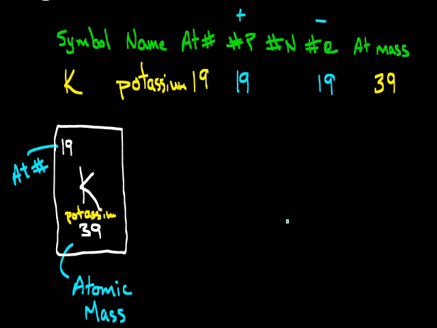Now the overall mass of this thing is made up primarily of the nucleus. The nucleus is the protons and neutrons put together, so those together make up the atomic mass of 39. So you ask yourself, 19 plus what equals 39? That's an easy one. That's going to be 20. So that's how we got the rest of the information, just starting with the atomic number.